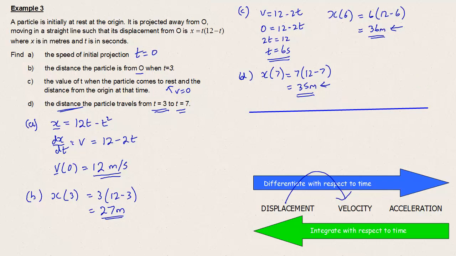So, what's the situation here? 27 meters, this is where it was when t equals 3. It's gone to 36 meters when t is 6, and back to 35 meters when t is 7. So it must have gone out to 36 and then back a bit. So 27 up to 36 is 9 meters, and then it's come back 1, but we're after distance, so that's 9 plus 1, giving us 10 meters.